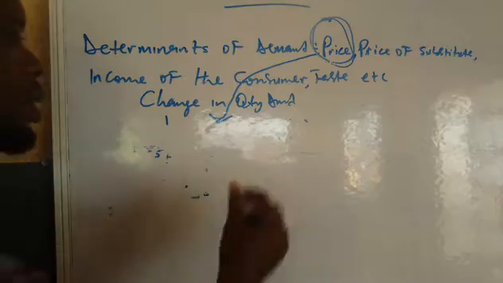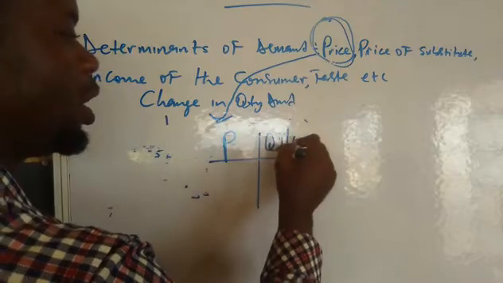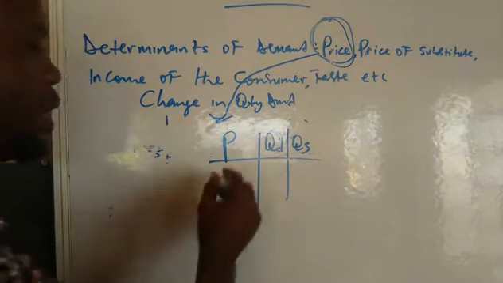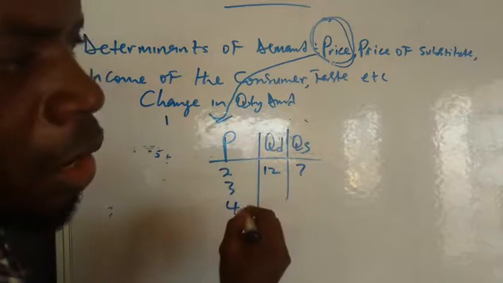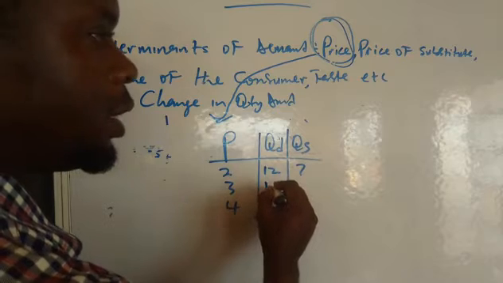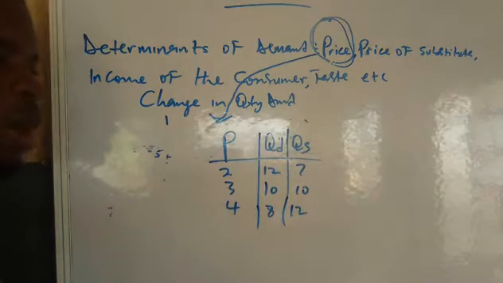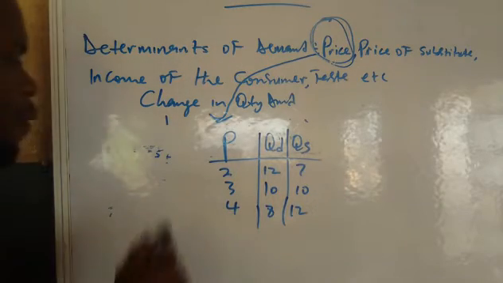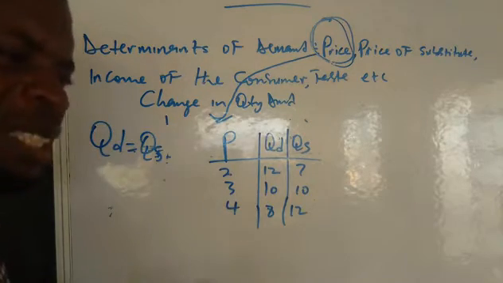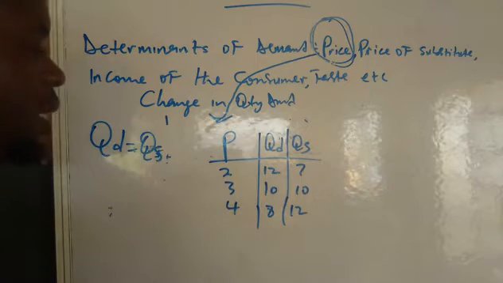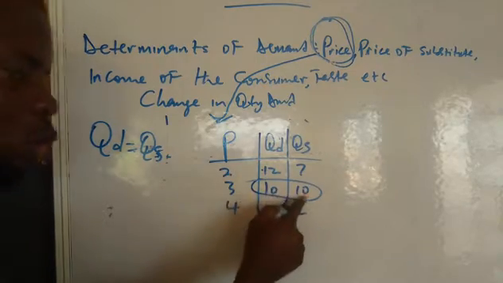So let's look at the table first. If you have something like this, it can give you a table like this: P, they give you QD, they give you QS. So they can simply say you have 2, 12, 7. You have 3, you have 4. Let's say this is 10, this is 10, this is 8, this is 12. So they ask you, what is the equilibrium quantity now? The formula is always QD equals QS. So just look for where quantity demanded equals quantity supplied. It's as simple as that. Where is that place? Is it here? No. Here. This is the equilibrium point. Quantity demanded equals quantity supplied.